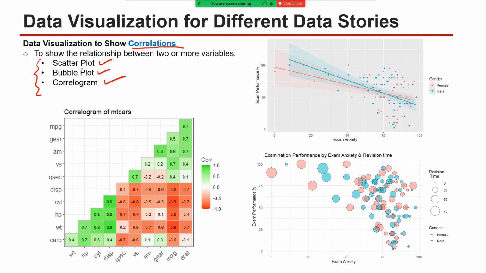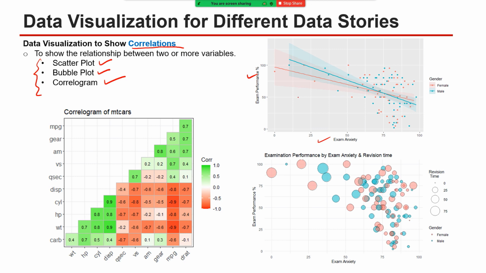The scatter plot we can use whenever we have two quantitative variables and we want to know the relationship, whether they have a positive relationship or a negative relationship between each other. Whenever you have three variables, then you can use the bubble plot.